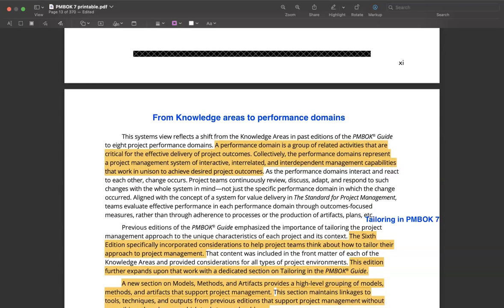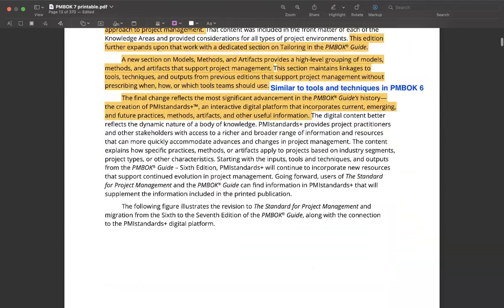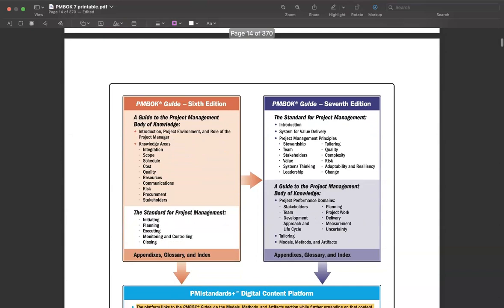PMI says that a performance domain is a group of related activities that are critical for the effective delivery of project outcomes. Collectively, the performance domains represent a project management system of interactive, interrelated, and interdependent management capabilities that work in unison to achieve desired project outcomes. So let's look at what those performance domains are.